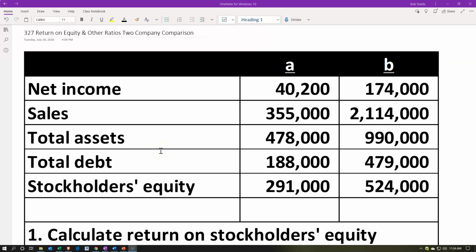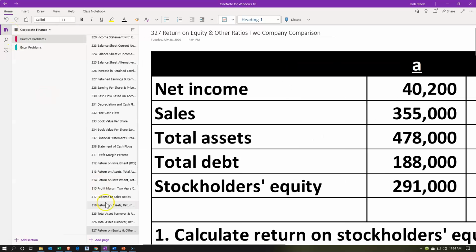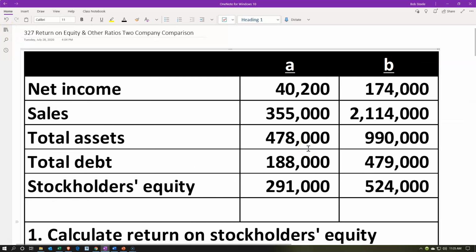Here we are in OneNote. If you would like to follow along in OneNote, you're not required to do so, but if you would like to and you have access to it, then we are in the 327 Return on Equity and Other Ratios Two Company Comparison tab under the Practice Problems section. We're going to have our information up top. We'll go over all the information first, then we'll take components of that information as we work the practice problem.